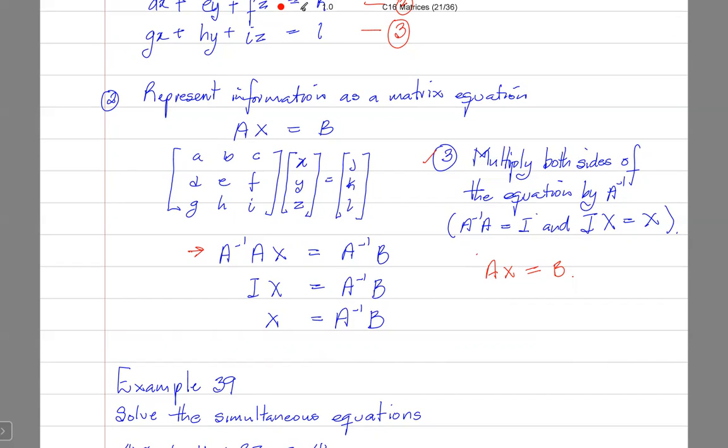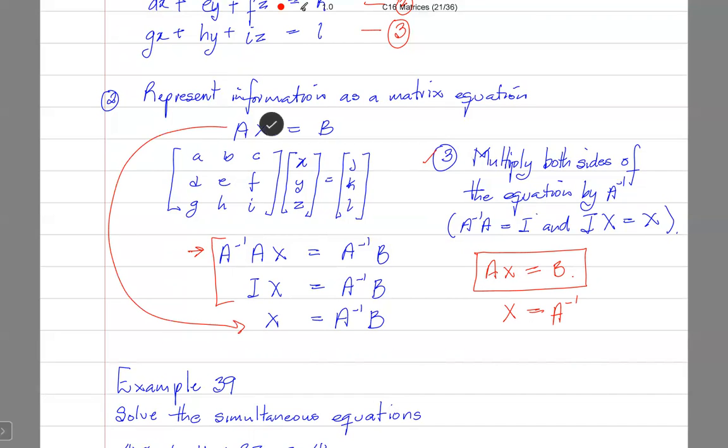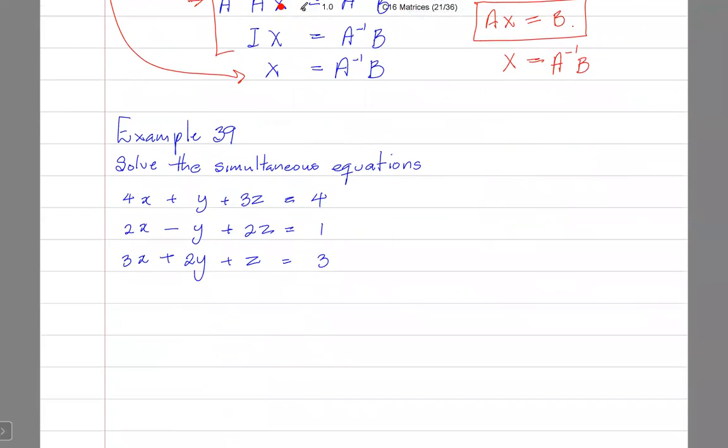So to solve a matrix equation of the form AX is equal to B, we write back X as the unknown, and multiply the right-hand side of the equation by A inverse. Effectively we bypass these two steps, and go straight from here to this step. We write back X and multiply the right-hand side of the equation by A inverse. All right, so let's have a look at example 39.